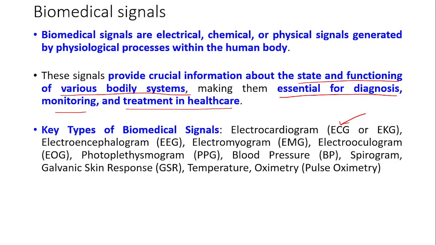Okay, then we have electroencephalogram signals, which are basically the brain waves, then electromyogram, then electrooculogram, okay, then photoplethysmogram, blood pressure, spirogram, galvanic skin response, temperature, and oximetry. Okay.